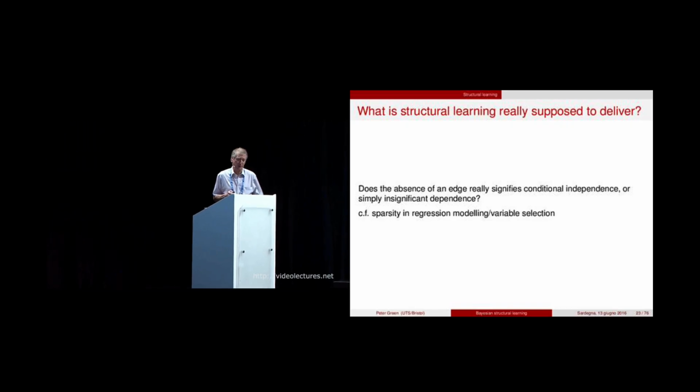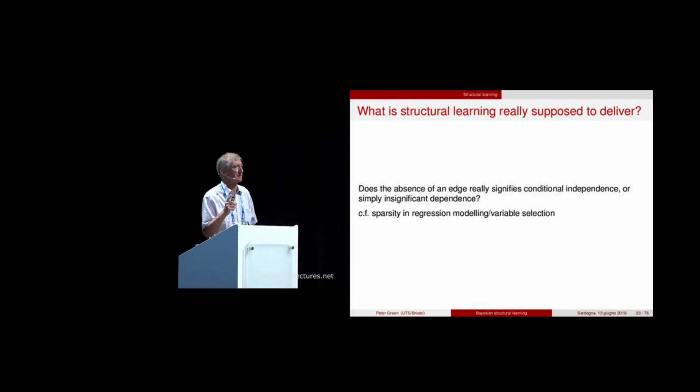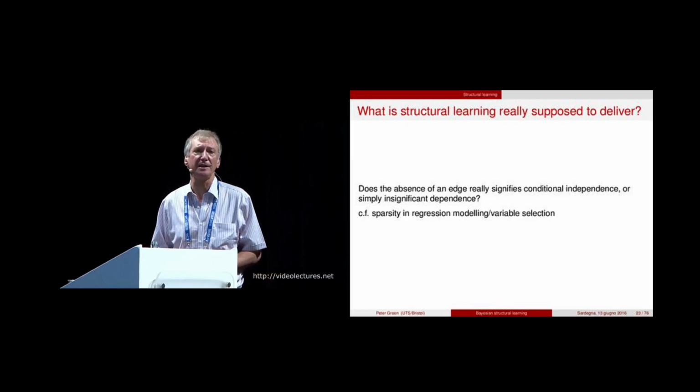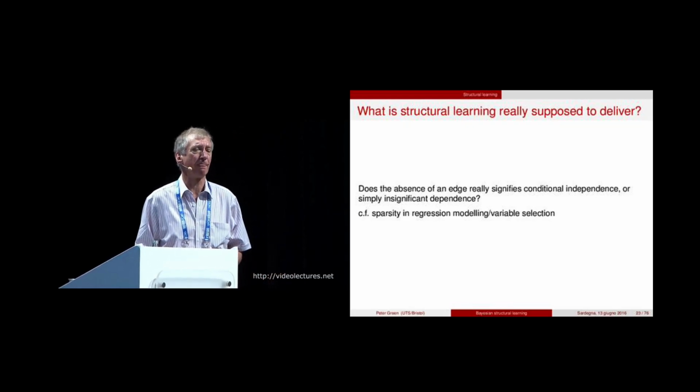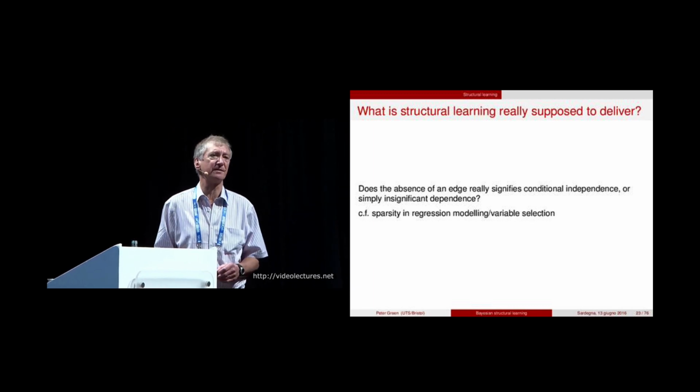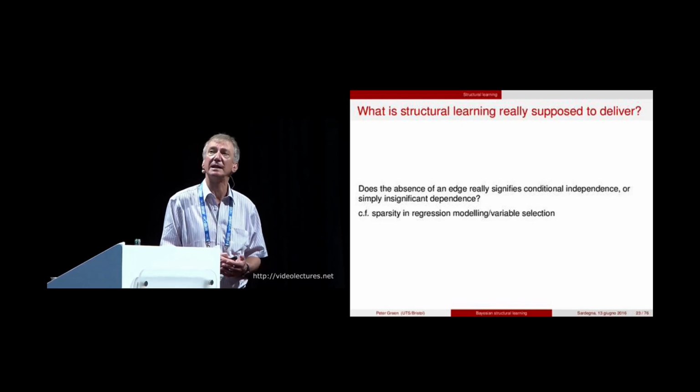I think it's worth pausing just a moment to think, in the light of those examples and others, about what structural learning is really supposed to deliver. Very often, we can't truthfully say there really is a graph. There's not a true graph that is sparse and simple, and if we only knew that, we'd really understand something.